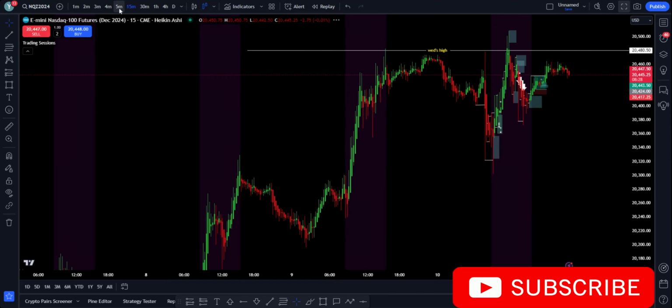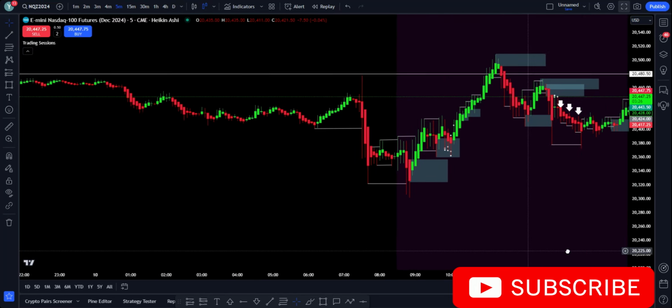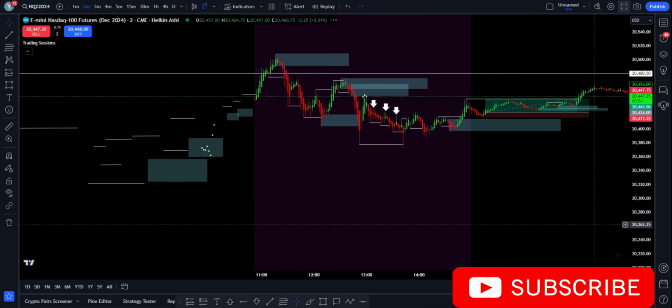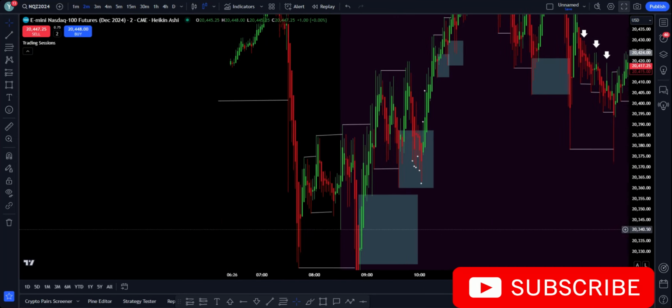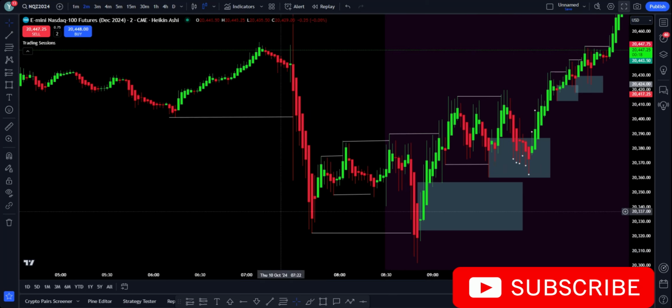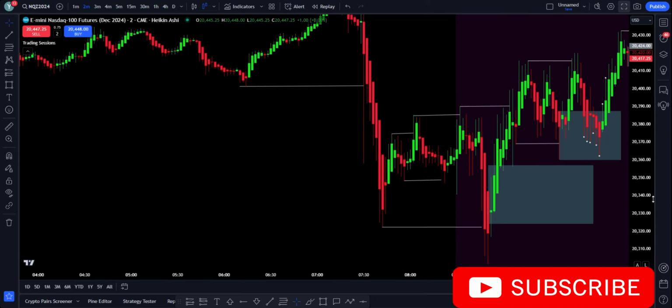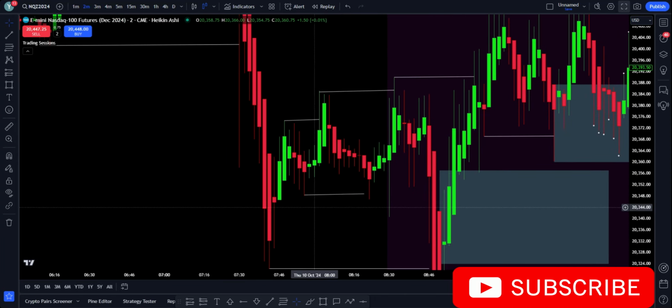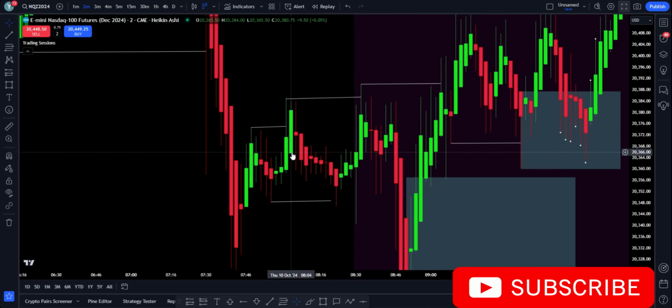If you go down to the 5 minute, same thing happened as well. Let's go to the 2 minute. After this break of structure to the downside, we were waiting for a retracement. What we had was just weak structure, a weak break of structure to the upside. There was no foundation. The market came down and took out the low again. So now we had this order block over here.